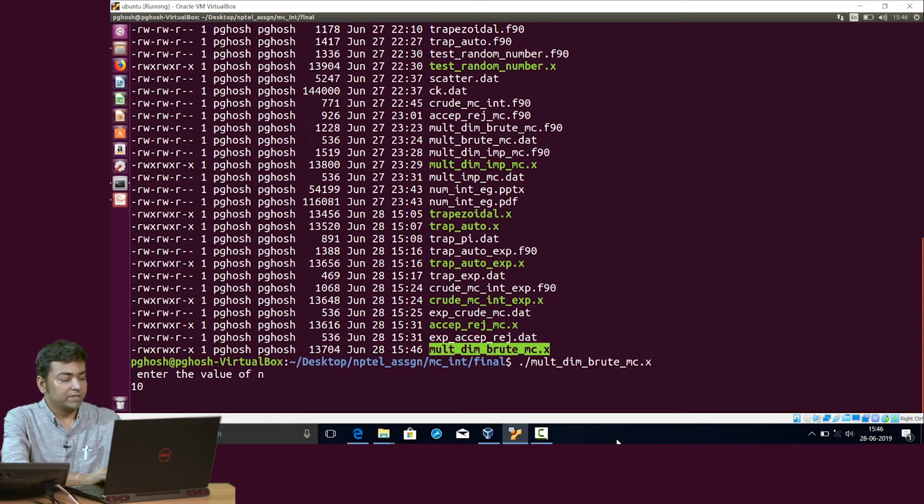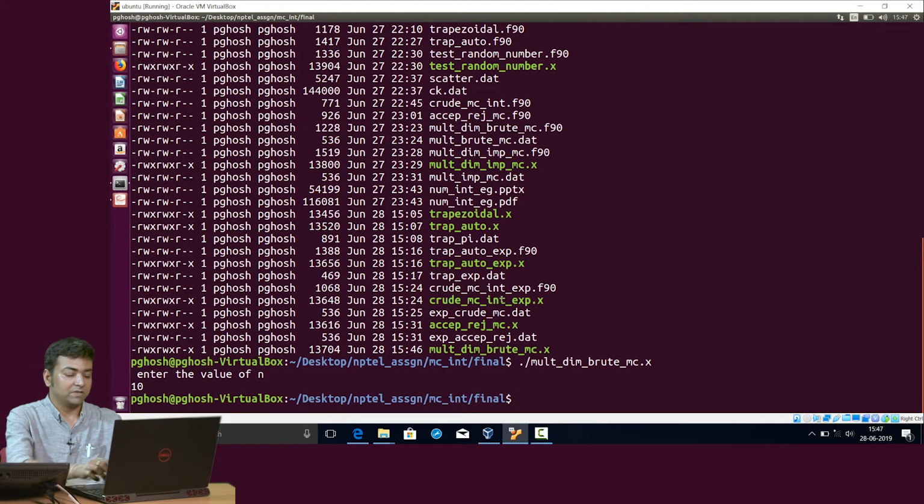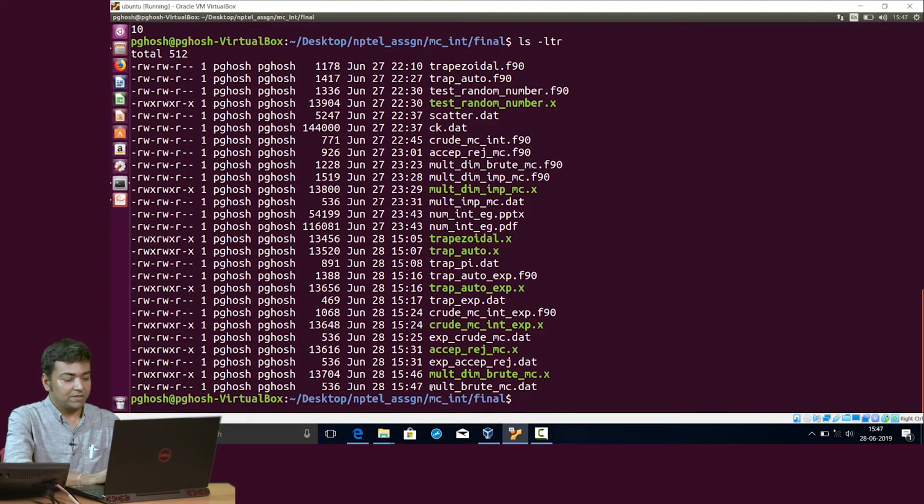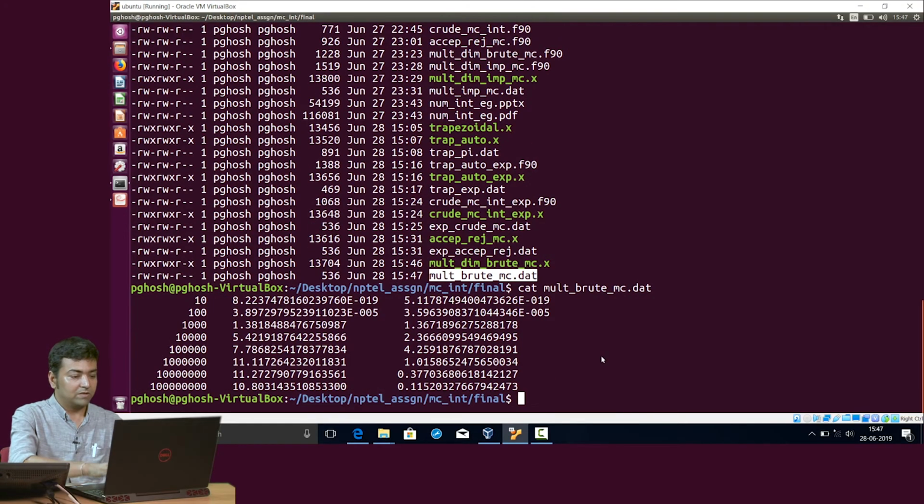The code is now doing the calculations. Let us wait for some time for it to finish, and then we will see how the results are. Particularly the last 2 points take a significant amount of time. Okay, it is done. Now if I do ls minus ltr, what I see is the file where I have my data which is generated by the code. If I grep that out, I get the following.